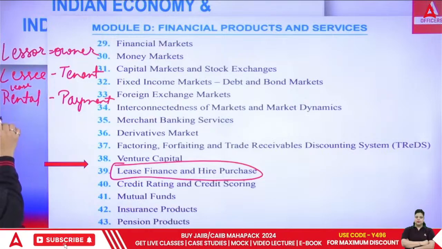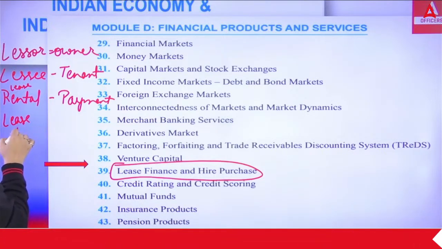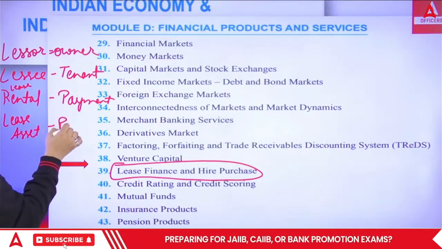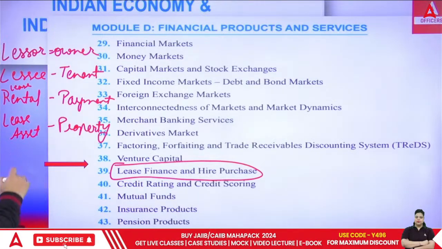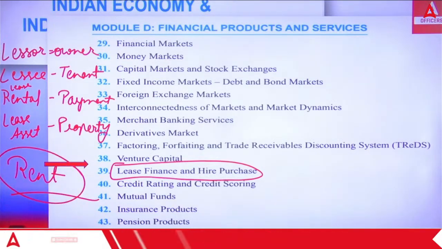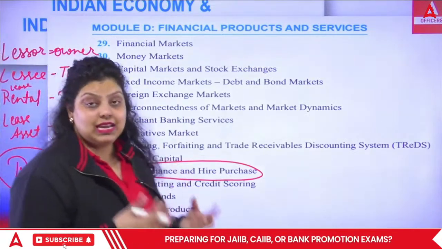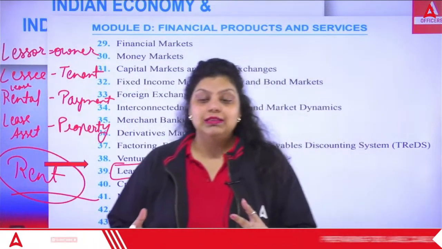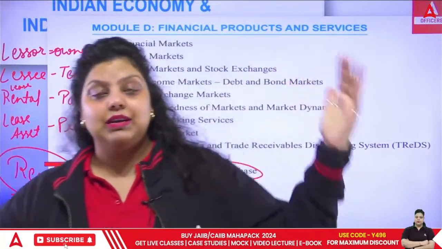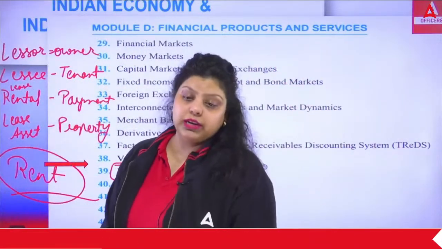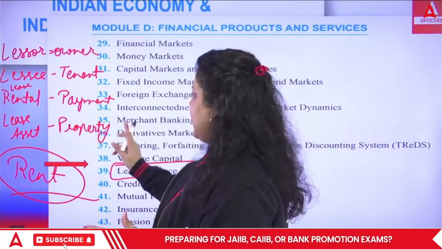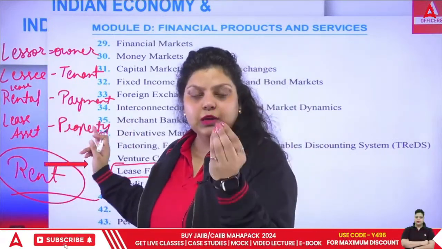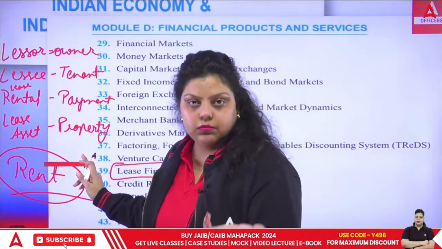And the last one we have is lease asset. Lease asset means that property which you have taken on a lease, meaning you are taking that particular property on rent. It can be any machinery for the production of goods and services, an apartment, a flat, any commodity, or a commercial vehicle. Whatever you are taking on rent, on that you have to pay a lease rental. That property will be your lease asset.